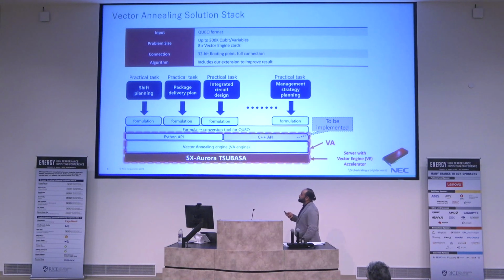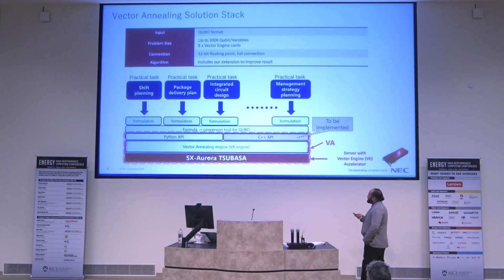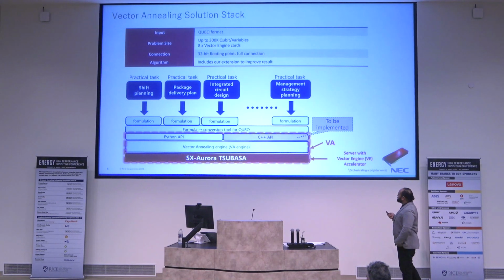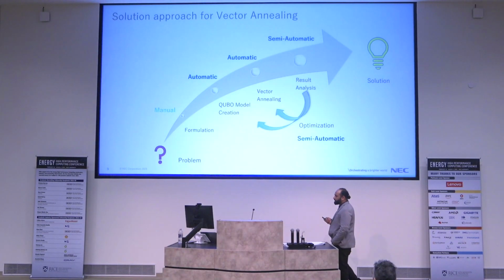A quick review of the solution stack. At the bottom is a typical x86 server that has a vector engine PCI card installed on it. On top of that is our vector annealing engine, which is a library. And all one needs to do is call the Python APIs. So what really is happening is you have a problem, you formulate it in terms of what's understood by the library, and then everything is just library calls, so pretty much automated.